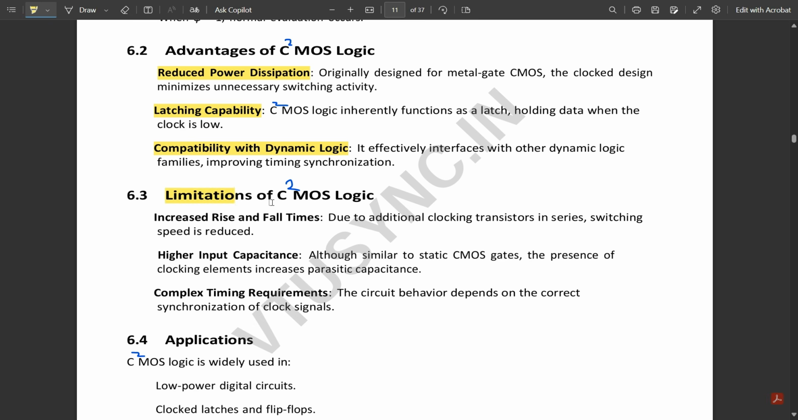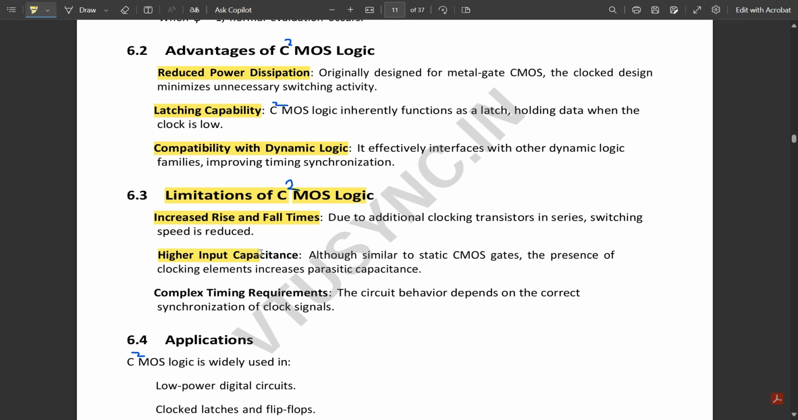Next, we have some limitations of C²MOS, that is increased rise and fall time. The rise and fall times of C²MOS logic are very high, due to the additional clocking transistors added between the outputs. The switching speed is reduced.